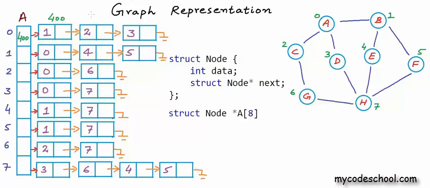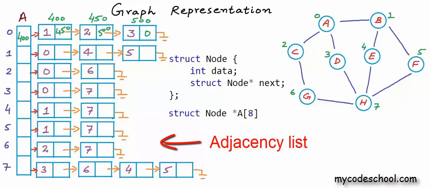Let's assume that the address of next node in this first linked list is 450. Then we should have 450 here. And if the next one is at, let's say, 500, then we should have 500 in address part of the second node. The address in last one would be 0 or null. Now this kind of structure in which we store information about neighbors of a node in a linked list is what we typically call an adjacency list.